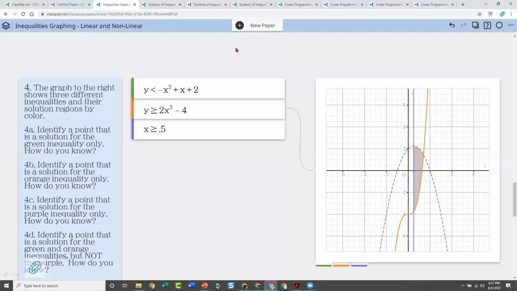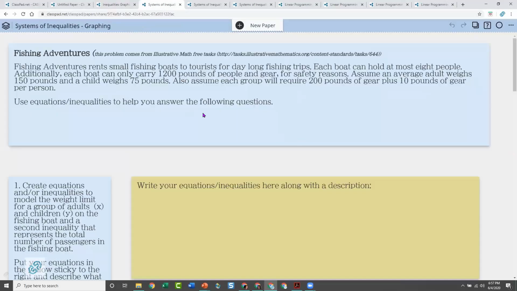So the next 3 activities, I'll just share one with you. I really want to get into linear programming, so I'm going to just show you one of the systems activities that I have. So systems are where you have, let's just do it. So all of these are activities.